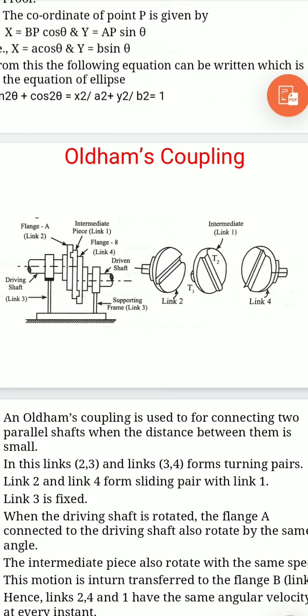So when the distance between the two shafts is less, and when you want to connect them, and if they are not collinear, then we will make use of Oldham's coupling here. As you can see clearly in the sketch, Oldham coupling is used for connecting two parallel shafts when the distance between them is very small and the shafts are not collinear. That means the axes are not collinear, they are distant apart. Distant apart means not too much distant, but a small variation.